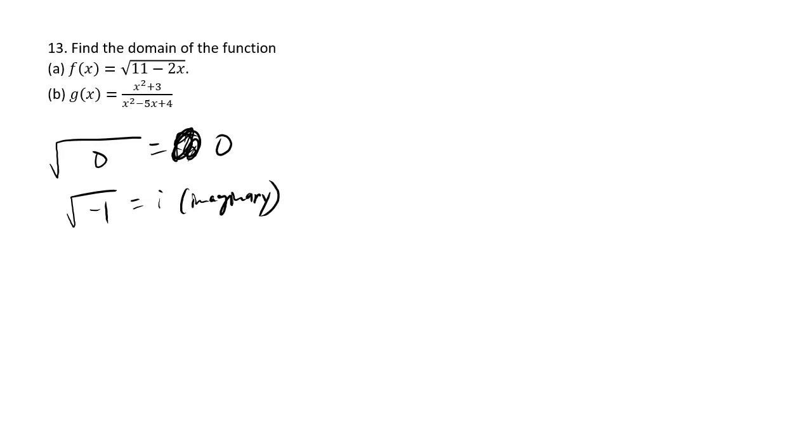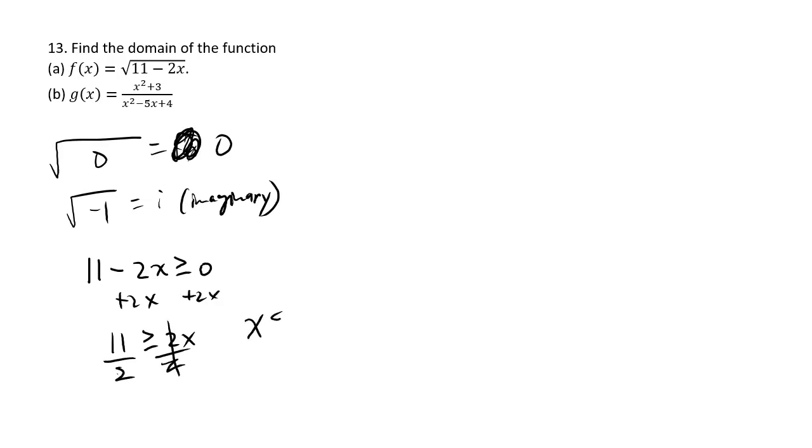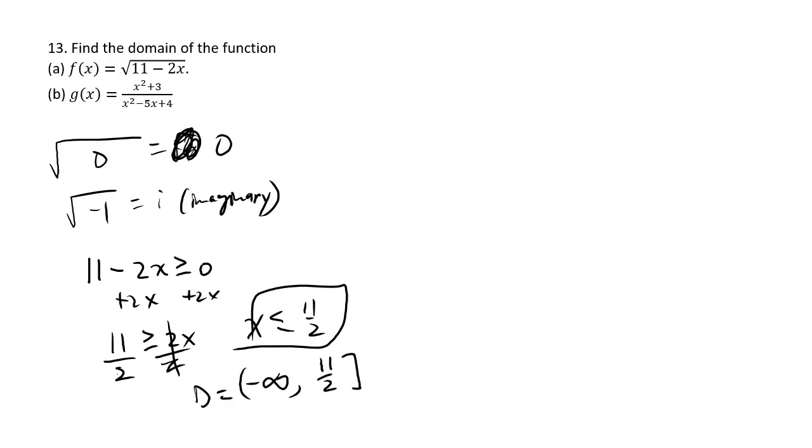So when you have a square root and you want to find the domain, what you need to say is that whatever's inside the square root has to be 0 or positive. Okay, and then we have to solve this. How do you solve it? You add 2x both sides, and then you get 11, and then divide by 2. So you get x less than or equal to 11 over 2. What's that? In interval notation, x can be negative as much as you like, so it's negative infinity, but it can only go up to 11 over 2. So that's your domain for question A.